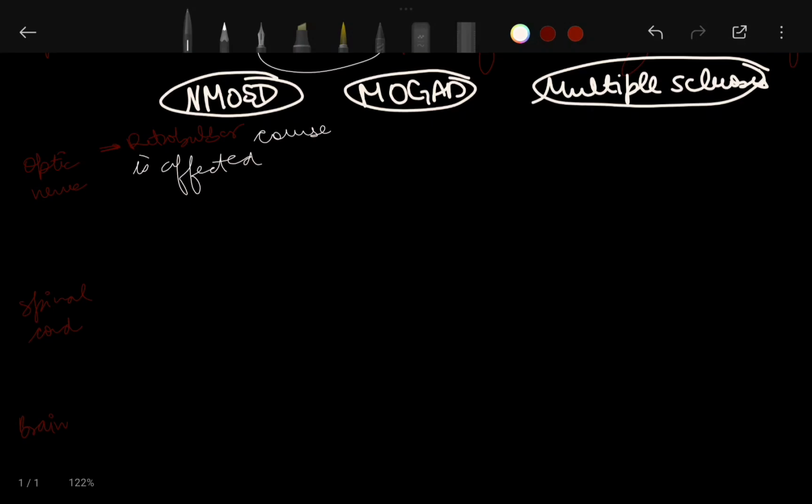In case of the optic nerve in neuromyelitis optica spectrum disorder, the retrobulbar course is affected mainly, and it also involves the optic chiasm. Now, what is the meaning of retrobulbar? It means behind the eyeball or the globe.